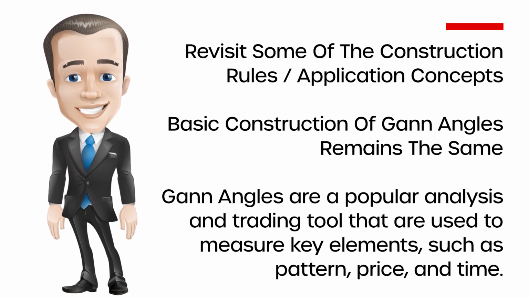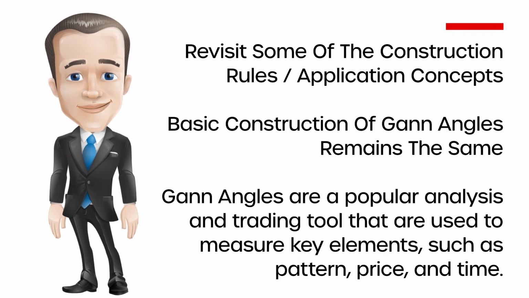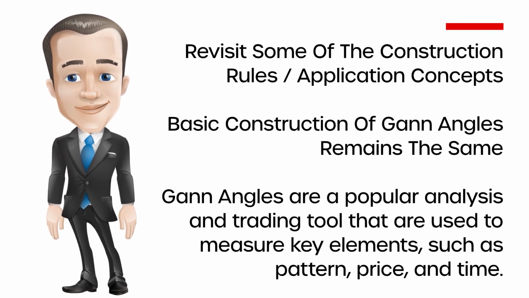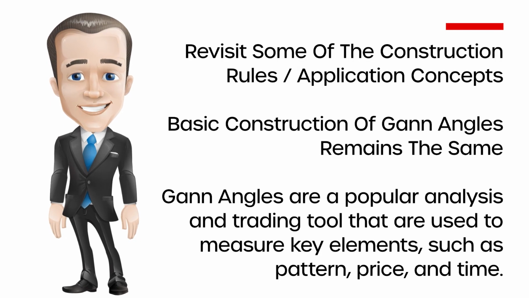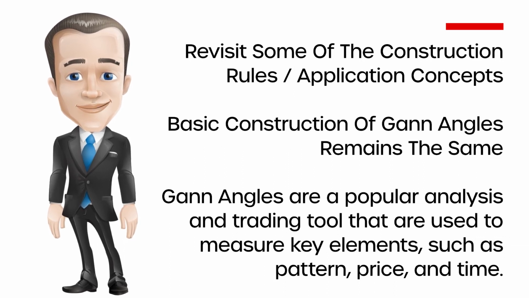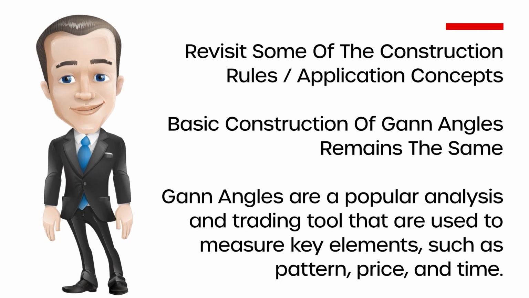Gann angles are a popular analysis and trading tool that are used to measure key elements such as pattern, price, and time. An often debated topic of discussion among technical analysts is that the past, the present, and the future all exist at the same time on a Gann angle. When analyzing and trading a particular market, the analyst or trader tries to get an idea where the market has been, where it's about to form a bottom or top, and how to use the information to forecast future price action.